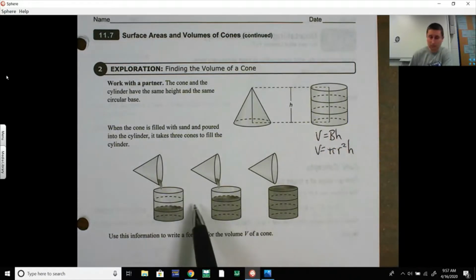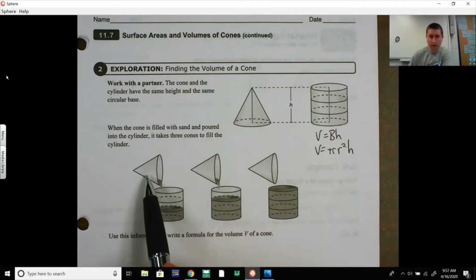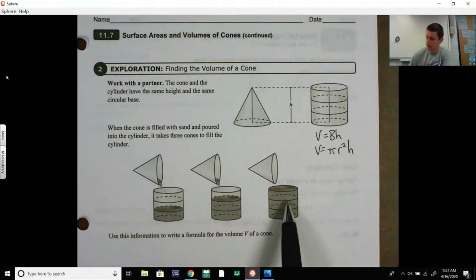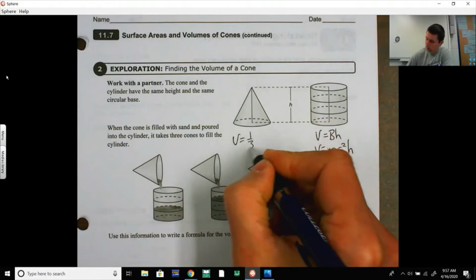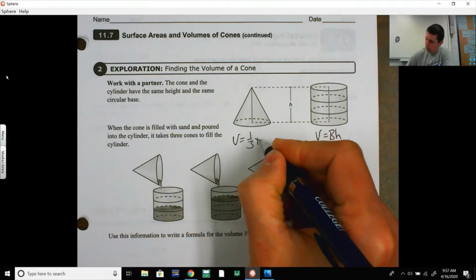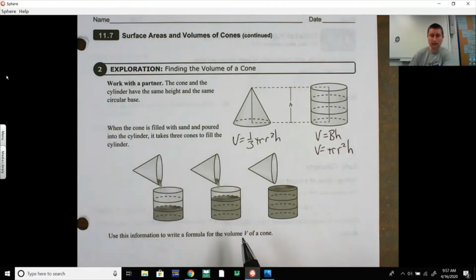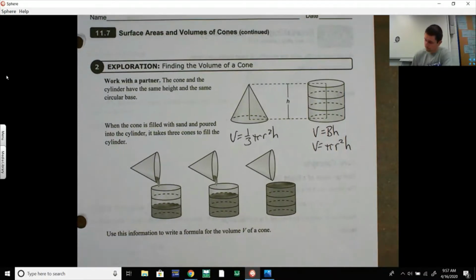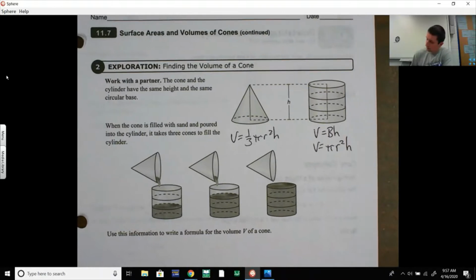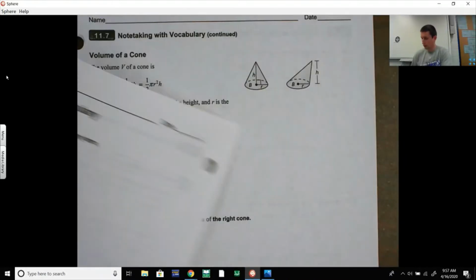So here's that same picture. If you take a cylinder with the same base as what a cone has, 3 of the cones would fill up the cylinder. So the volume for a cone would be 1/3 of pi r squared h, 1/3 of the base times the height. Or you take pi r squared h, divide it by 3. Okay, so there's your formula for the volume of a cone.